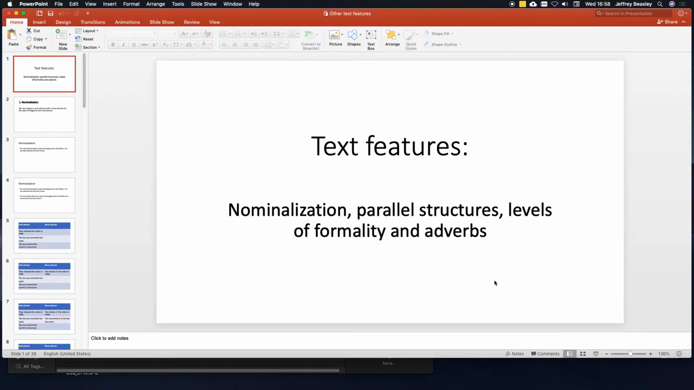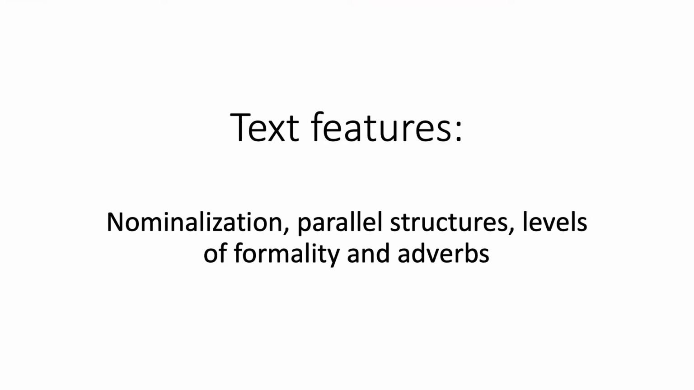Okay, hello everyone. This week we're going to be looking at some different strategies you can use in your writing, text features that make your language more formal. And we're going to look in particular at four strategies, which are nominalization, parallel structures, register or different levels of formality, and the use of adverbs.